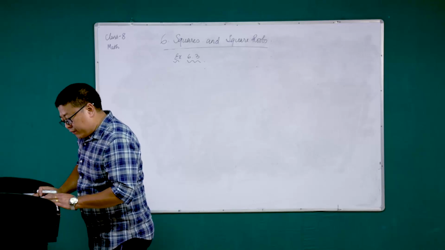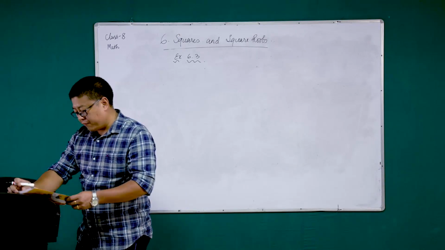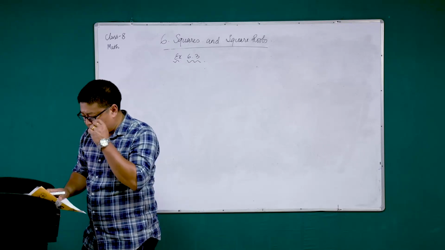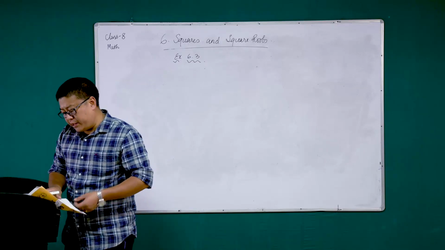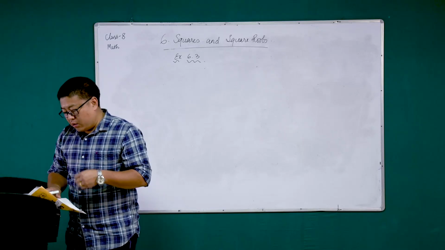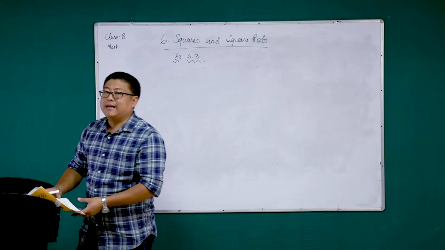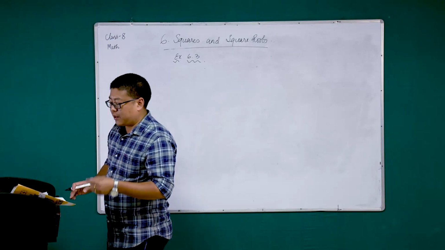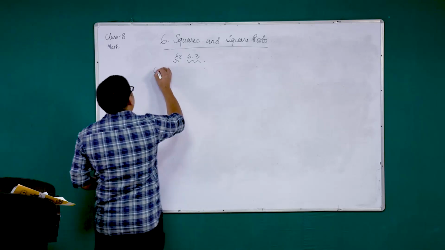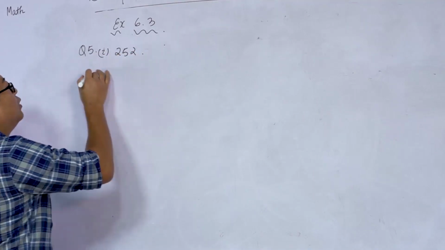All right, for each of the following numbers, find the smallest whole number. Question number 5. For each of the following numbers, find the smallest whole number by which each should be multiplied so as to get a perfect square. Also find the square root of the square number so obtained. That means the numbers given in the question are not perfect squares. So what we are going to do is question number 1, 252.